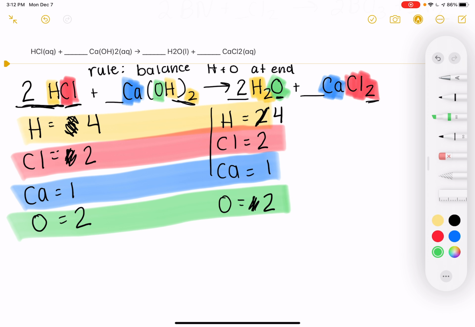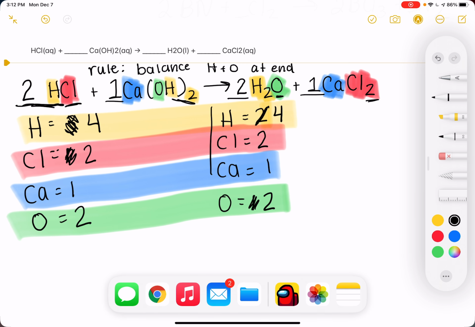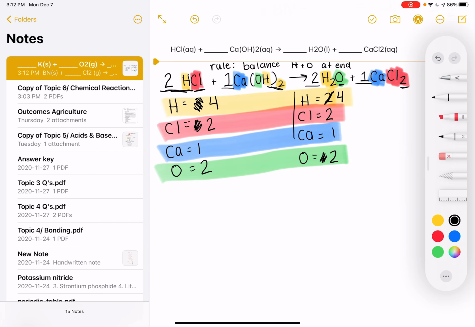Okay. So balanced, it would be 2 and then 1, 2 and then 1. All right. So that's how we would balance that. Hopefully the colors don't mess you up, and I hope it helps to highlight sort of what's going on there, but I like to use colors to keep my attention on what's going on. Okay. Let's do another one.